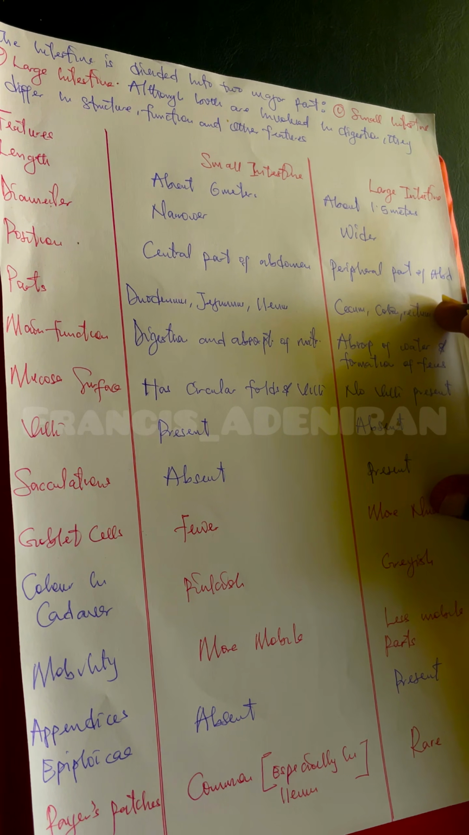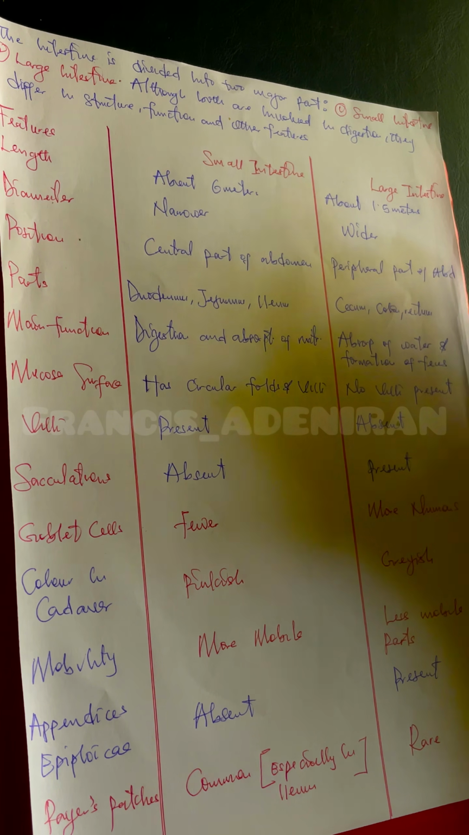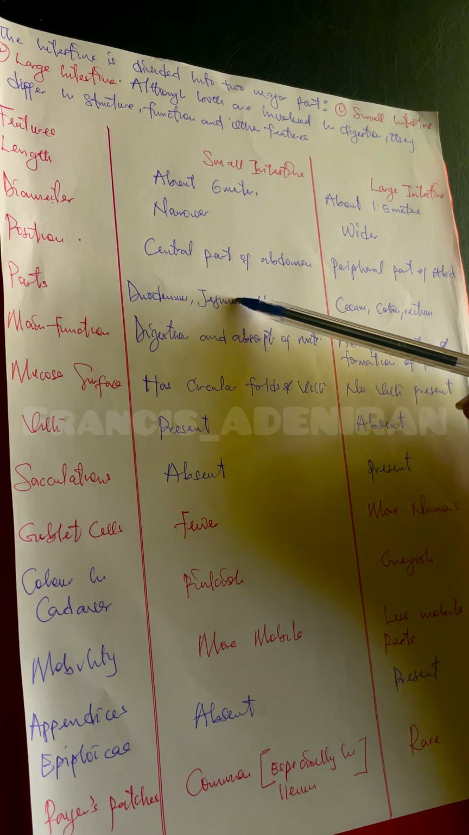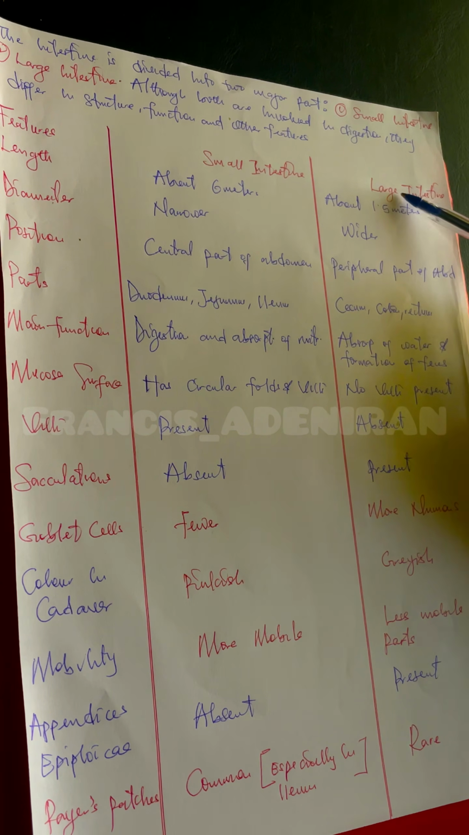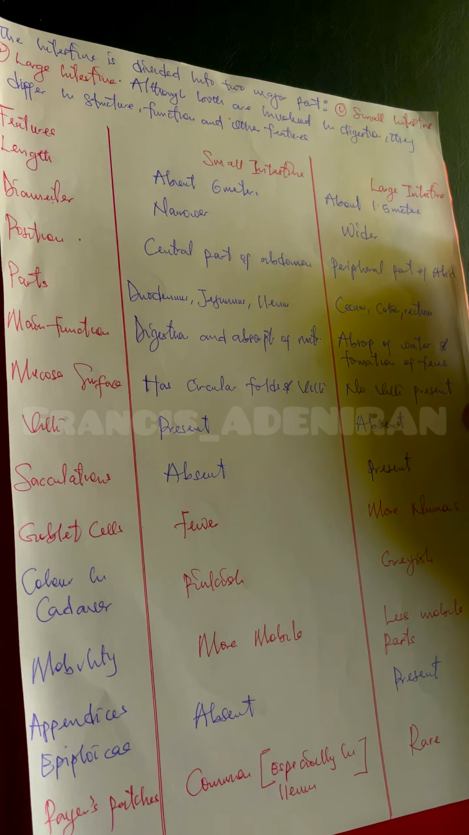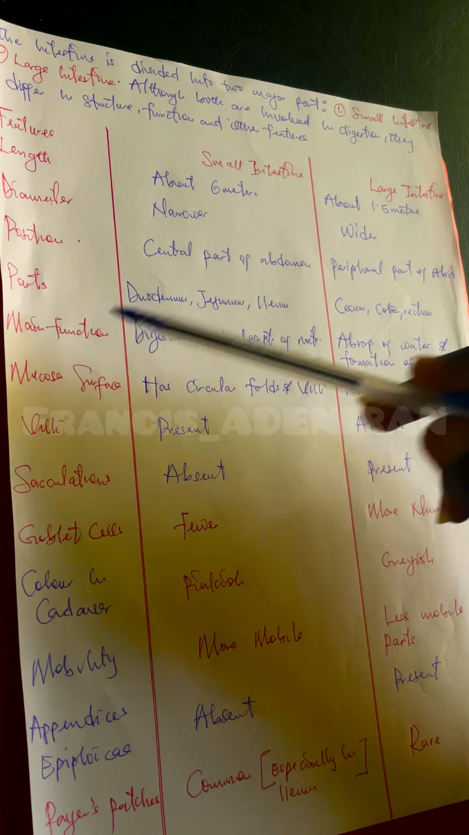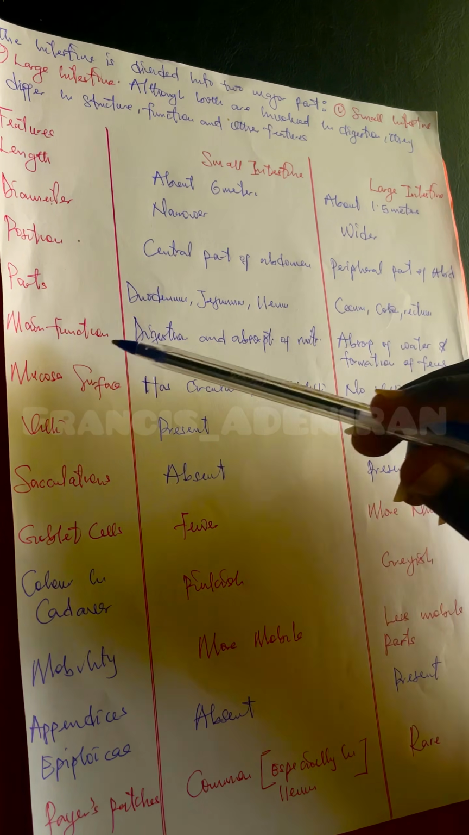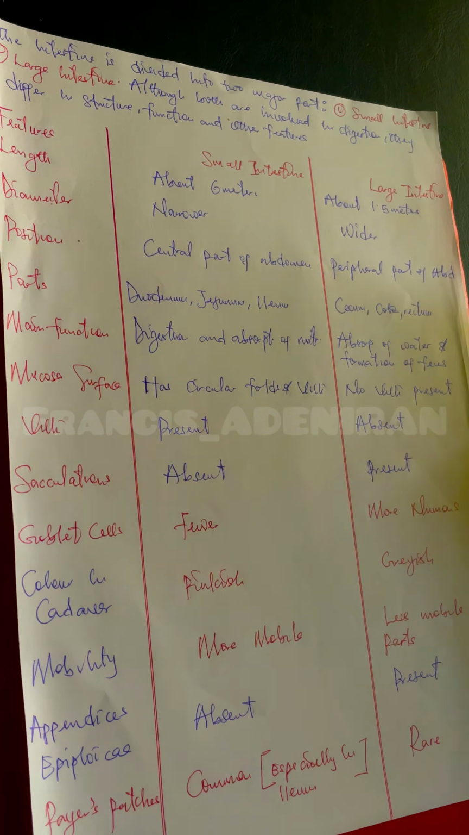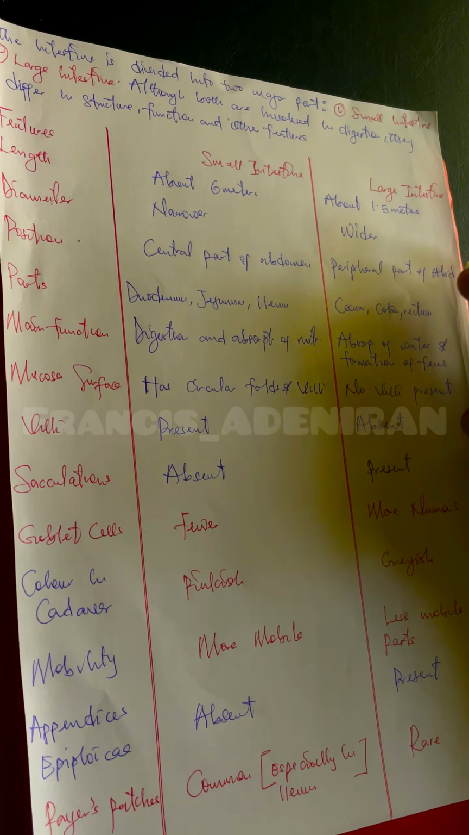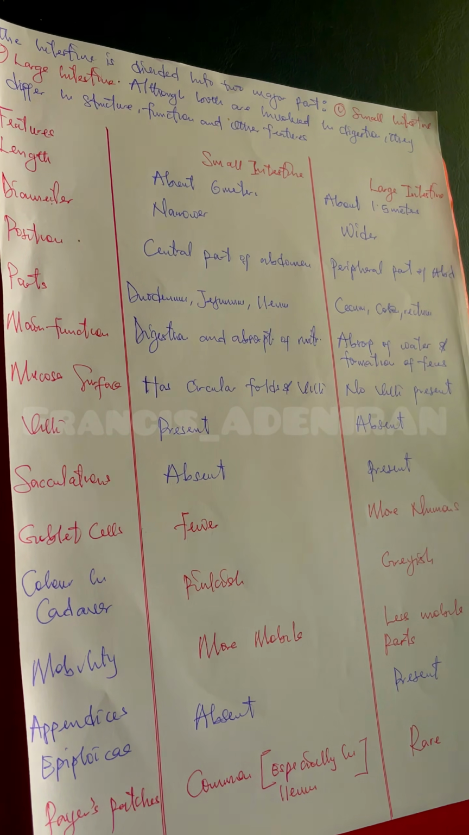Now let's go to parts. What are the parts of the small intestine? We have the duodenum, the jejunum, and the ileum. And for the large intestine, we have the cecum, the colon, and the rectum. So another feature that will be taken in this class is main function. The main function of the small intestine is digestion and absorption of nutrients, while for the large intestine it is absorption of water and formation of feces.